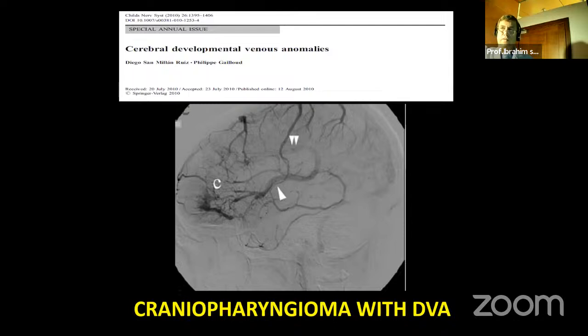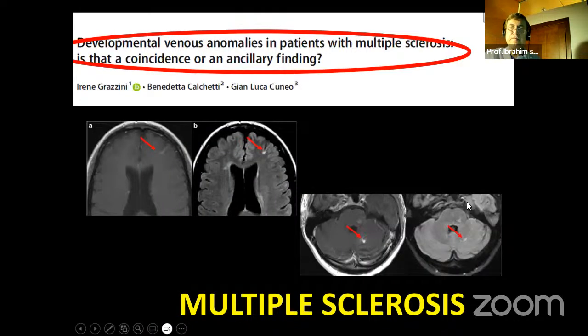DVA solo alone, DVA associated with cavernomas, aneurysm, telangiectasia, AVMs, etc. And we forget that they can also be associated with tumors. Paper here, craniopharyngioma associated with DVA. Can be associated with MS, multiple sclerosis, established multiple sclerosis patients, and they found the DVA. Can be associated with gliomas.